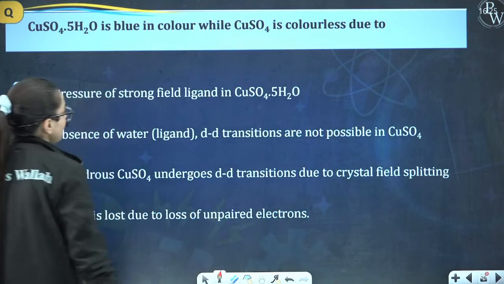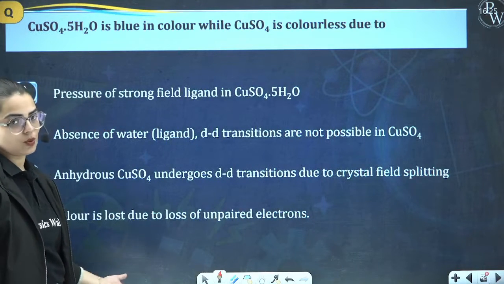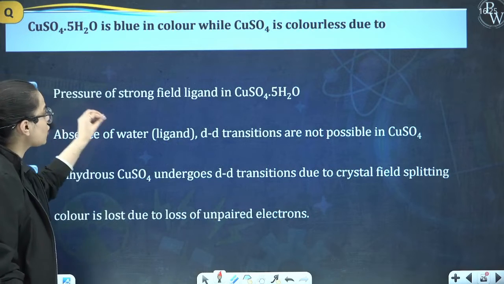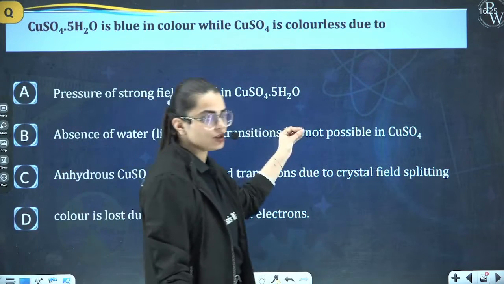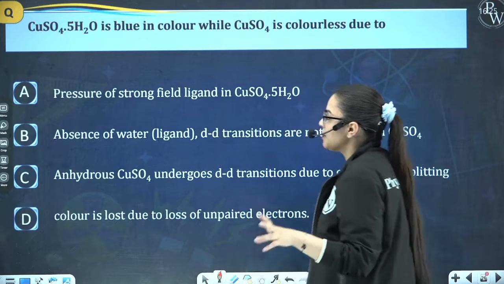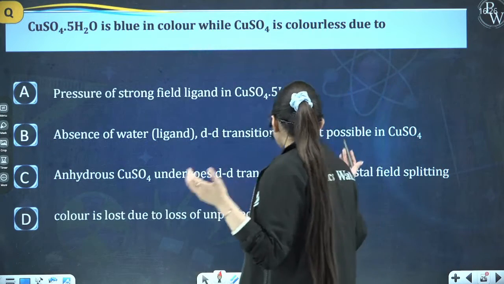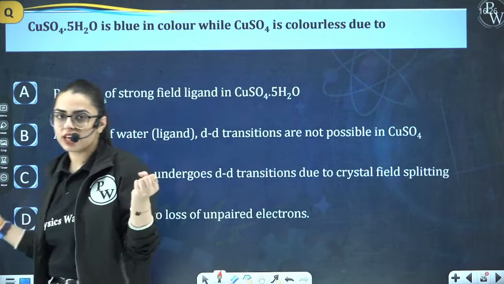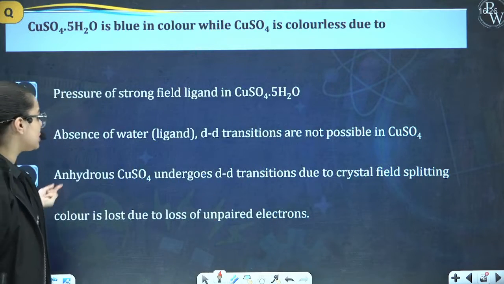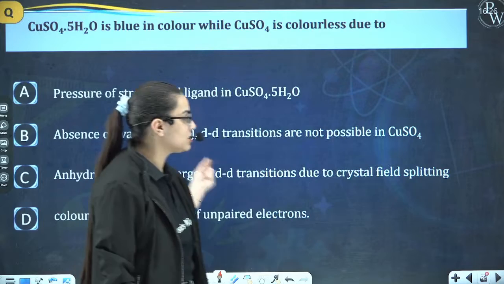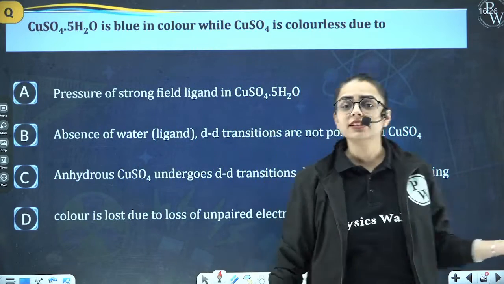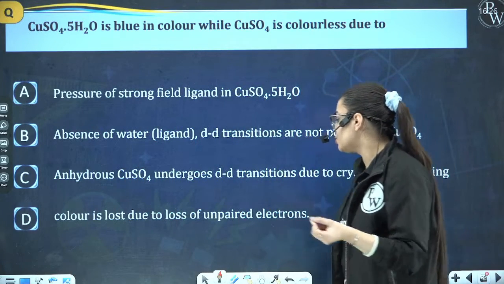CuSO4.5H2O is blue in color while CuSO4 is colorless due to: option A, presence of strong field ligand in CuSO4.5H2O. The second reason is absence of water as a ligand, and so the d-d transitions are not possible in CuSO4. The C option is that anhydrous CuSO4 undergoes d-d transition due to the crystal field splitting, while the D option is that color is lost due to the loss of unpaired electrons.